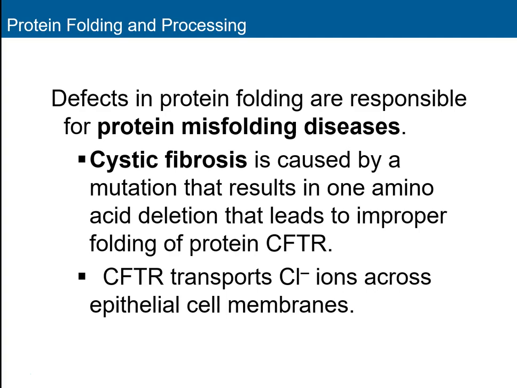And I believe there may be another slide or two that talks about this a little bit more as well. Okay, so this is mentioning here cystic fibrosis. It's caused by a mutation that results in one amino acid deletion that leads to improper folding of a chloride transporter, so a chloride channel. We've talked about cystic fibrosis a couple times. Basically it's a defective chloride channel, but the defective part, because of that one amino acid that's missing, it leads to defective folding. And so if that chloride channel is not folded properly, it can't function.